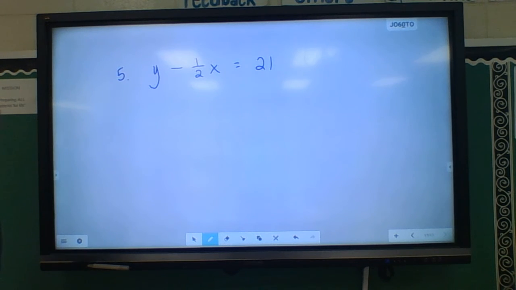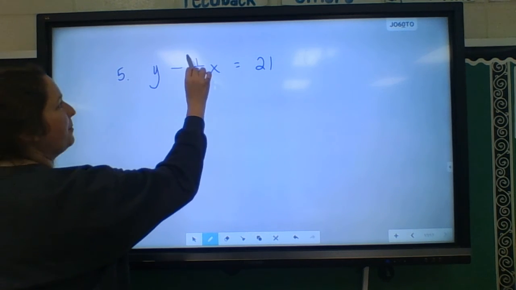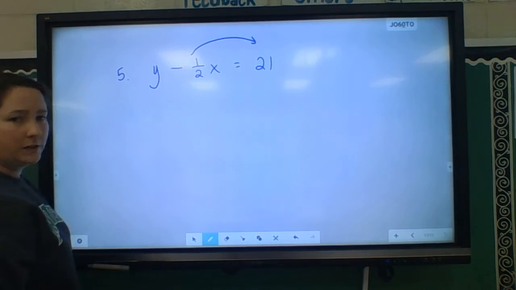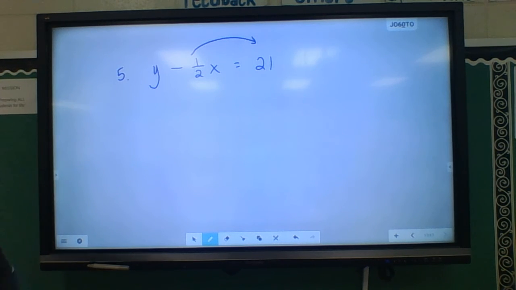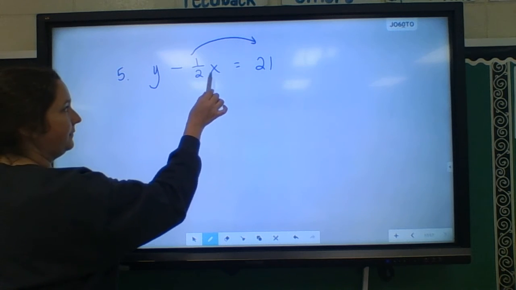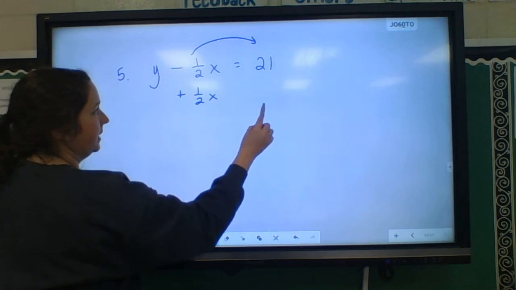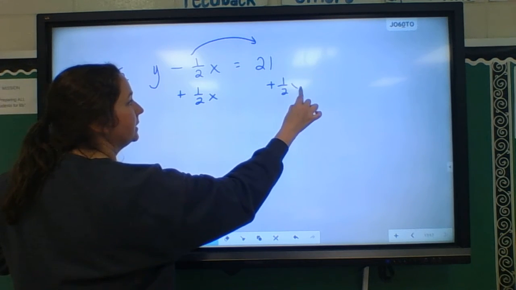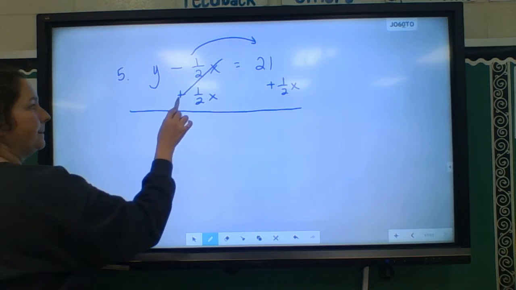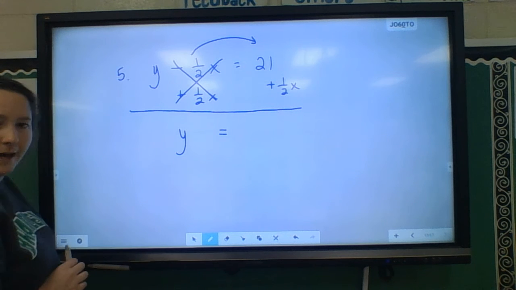Oh goodness, y is not by itself. So I've got to take up this 1/2 x, and pack his bags and move him across town. Gotta move him across over here. So I've got to do inverse operation or opposite operation. Since this is a minus 1/2 x, I'm gonna add 1/2 x. Add 1/2 x. Woo! Hallelujah. Y is all by itself.